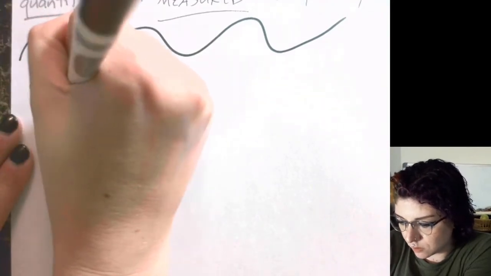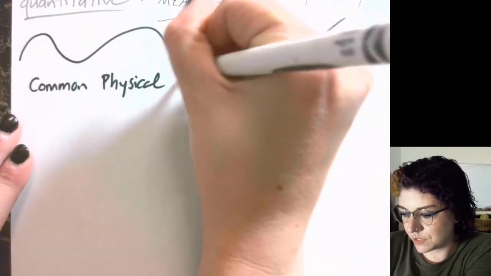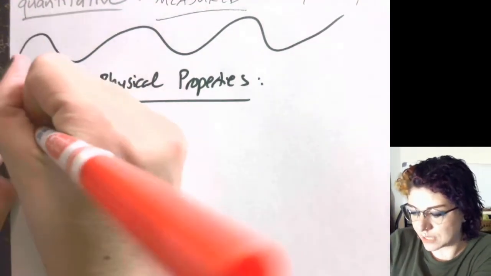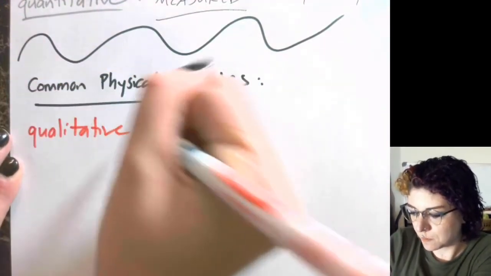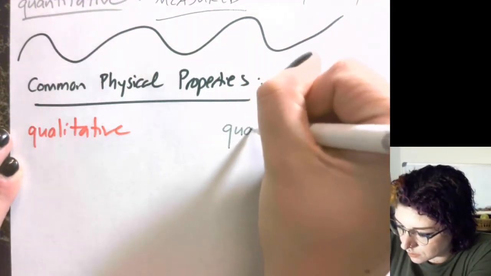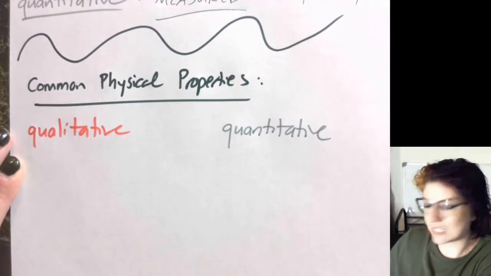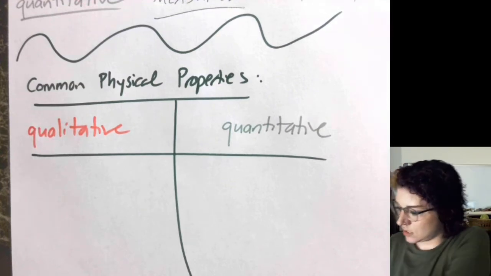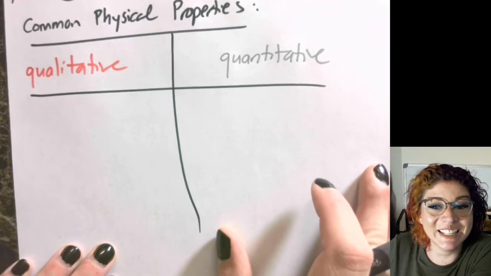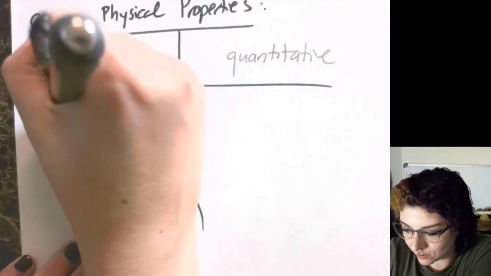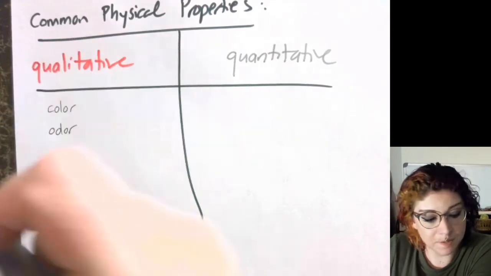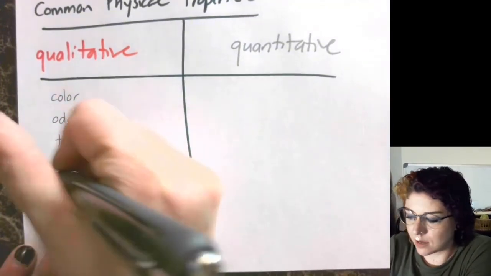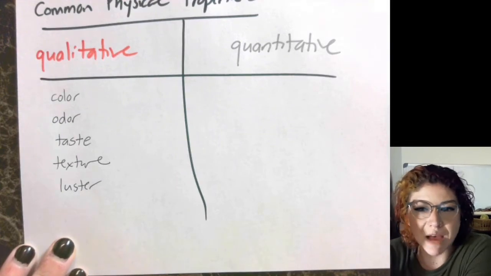So, common physical properties, and we have qualitative versus quantitative. Nice little table. Ooh, I did not draw a straight line. All right, some qualitative, that's a bad line. Some qualitative properties include color, odor, how it smells, taste, texture, luster. So think of certain metals that are shinier than others, right?